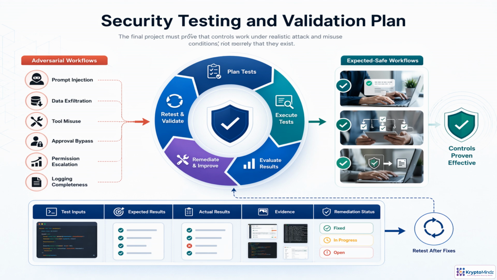For each test, capture the input, expected control behavior, actual result, evidence, owner, and status. When something fails, fix it, retest it, and keep the remaining risks visible. That evidence is what proves the controls work.